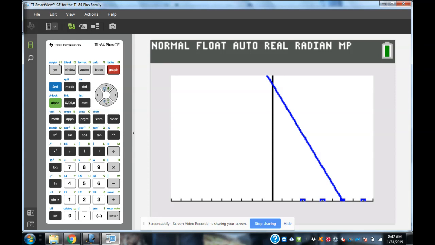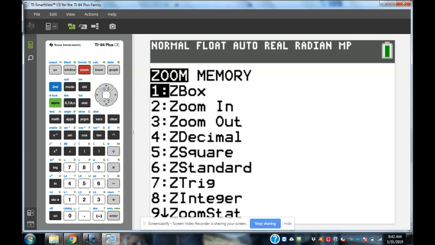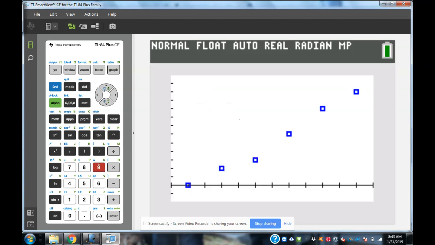So what I want to do is clear out my equation that I had in there from yesterday, and then I want to hit zoom, and then I'm going to use zoom stat, which is option number 9. Zoom stat will zoom in your window so that you can see just the scatter plot that you've made. So I'm going to hit zoom stat. And there we have our scatter plot. Isn't that pretty? You'll get faster at it. It doesn't take that long once you're used to it.